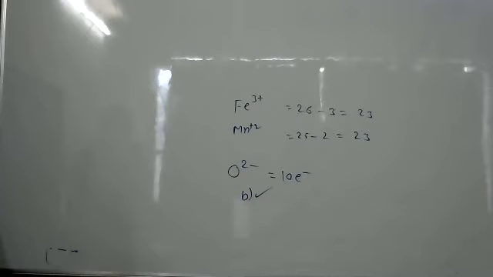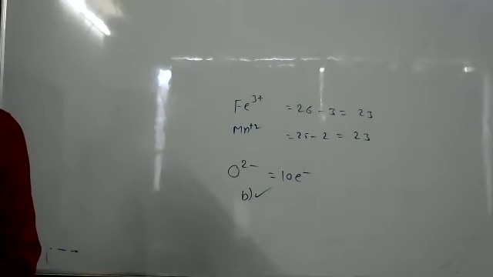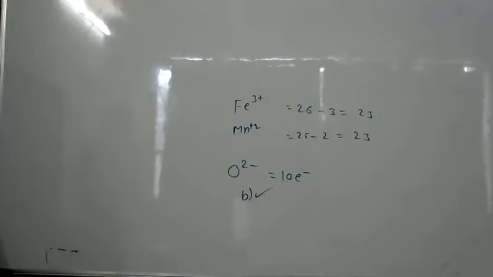Which of the following options does not represent the ground state electronic configuration of an atom? So write down, all of you. Which of the following options does not represent the ground state electronic configuration of an atom? Now go to the options.